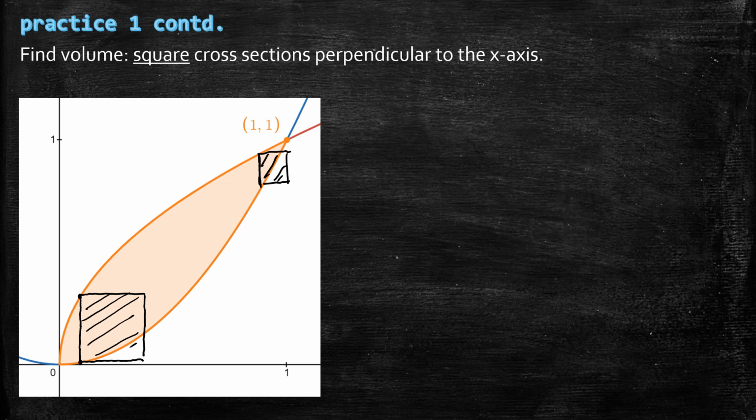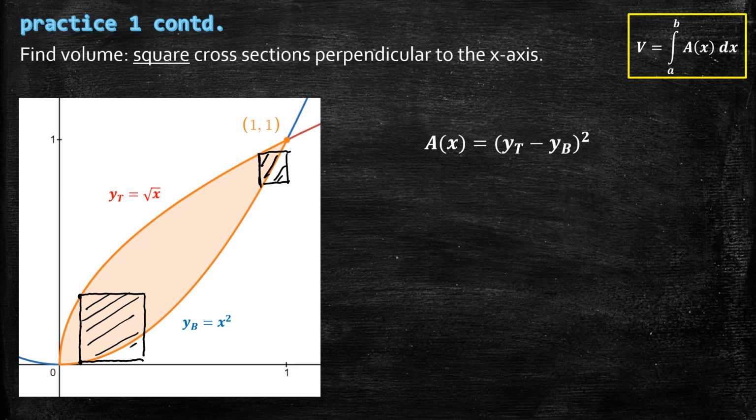Now, what were the curves again? In case you forgot, the top one was the square root of x, the bottom one was x squared, and it can easily be shown that they intersect at the point (1, 1). So let's go to the formula for the volume of any solid. It's the definite integral of the area of the cross section from a to b, the limits of integration. So here's our formula for the area of a square cross section.